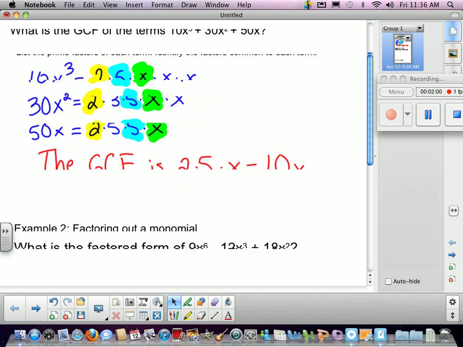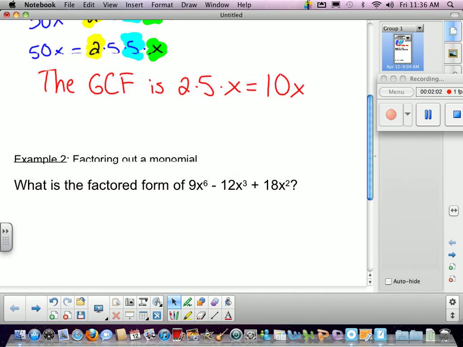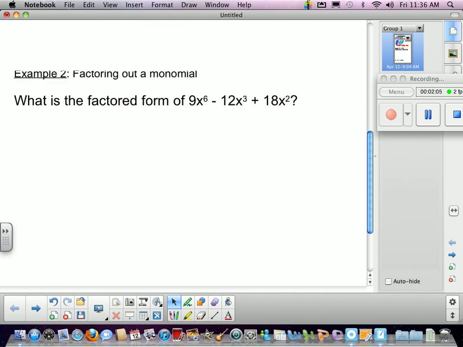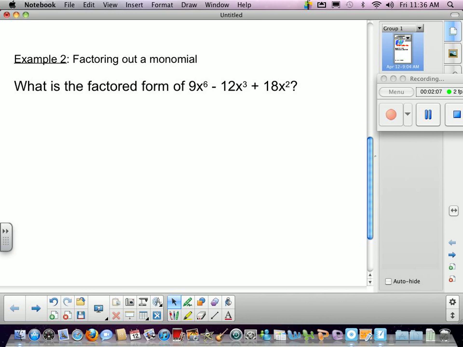In our next example, factoring out a monomial, what is the factored form of 9x to the 6th minus 12x to the 3rd plus 18x squared? First thing we have to do is figure out what is the greatest common factor. So we need the GCF. In order to find the GCF, we're going to list out the prime factors of each term.